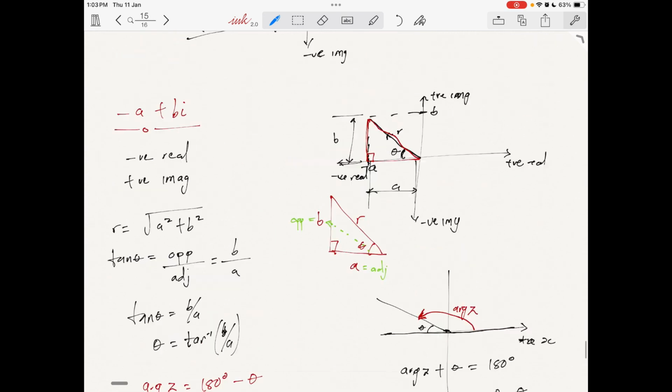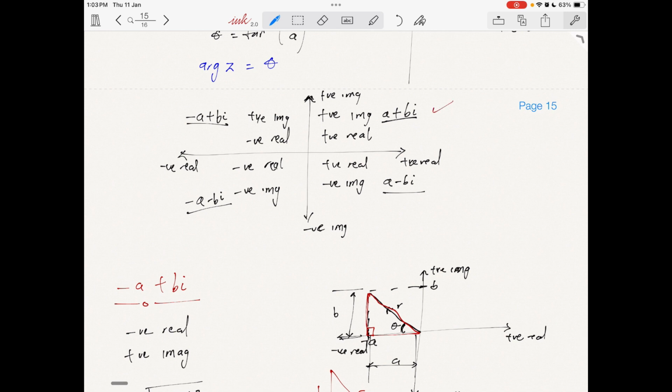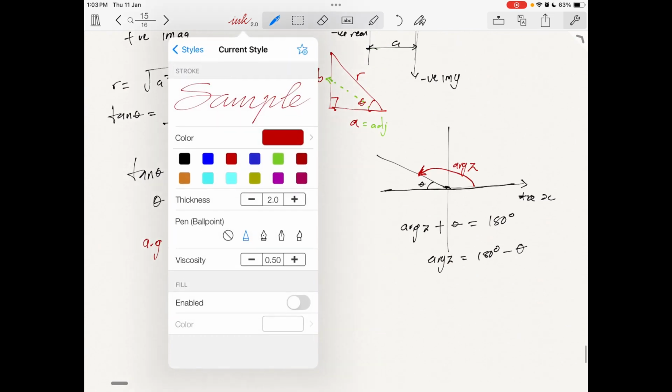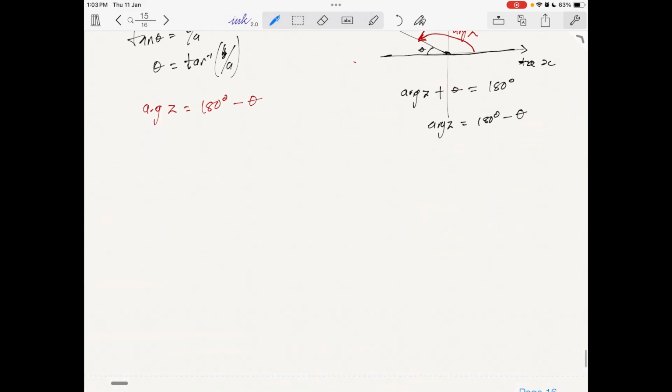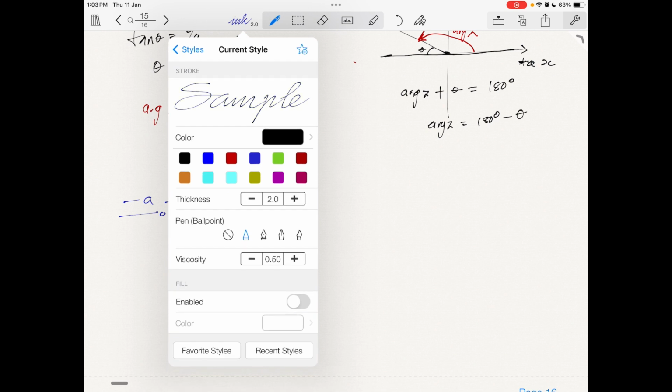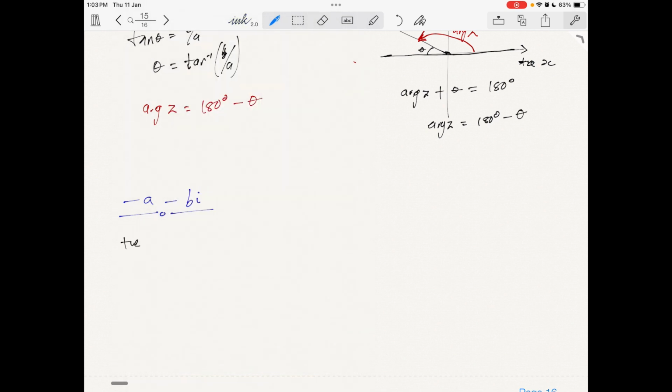Okay. Now that we have established a plus bi, we have established minus a plus bi. Let us go into minus a minus bi. Now in minus a minus bi, we can see that we have a negative real part and we have a negative imaginary part.